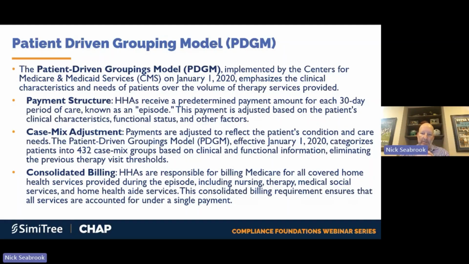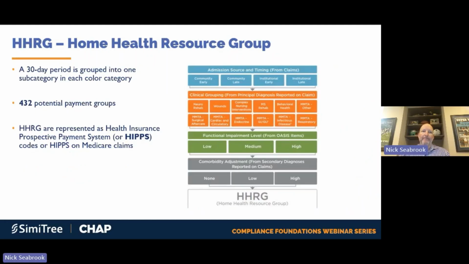So all of the nursing, the therapy, the social work visits, and the home health aide visits are all bundled into that same claim. It's a consolidated bill. Your supplies are also on that claim as well. There's no separate reimbursement for the supplies. It's all built into that rate that's established based on the case mix scores, based on the HIPPS code or the HHRG, which we'll go into, how that architecture works, in these subsequent slides.